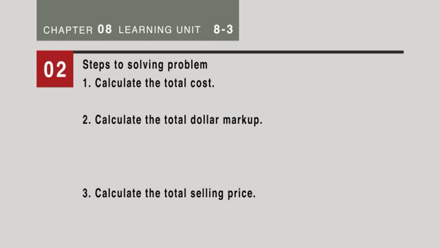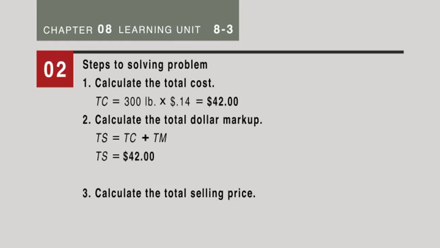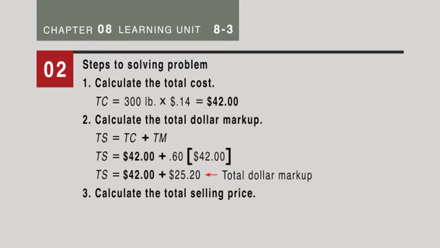So we're going to calculate total cost. Total cost is going to be the 300 pounds of tomatoes times the 14 cents per pound, which leaves us with $42. We'll calculate total dollar markup. So our total selling price is going to be total cost plus total markup. Total cost, which we just calculated, was $42. Total markup on cost is going to be the 60% times the $42. So that's going to leave us total selling price of $67.20. That's what we need to make by selling all of the tomatoes we have available for sale.